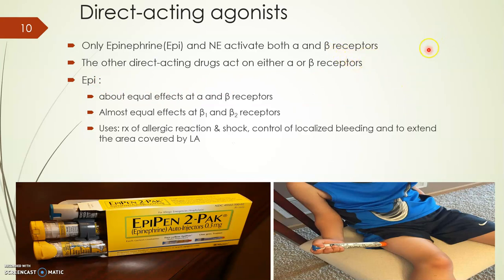And so they have almost equal effects at the alpha and beta receptors. And with regards to beta 1 and beta 2, epinephrine has almost equal effects at both beta 1 and beta 2 receptors. So what do we use epinephrine for? You can use it to treat allergic reaction and shock.